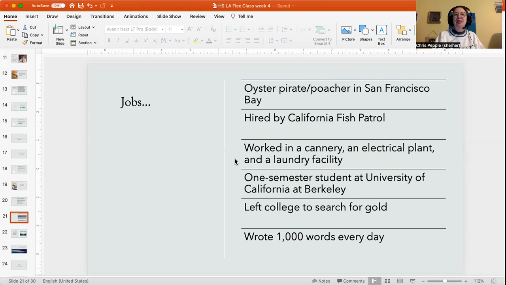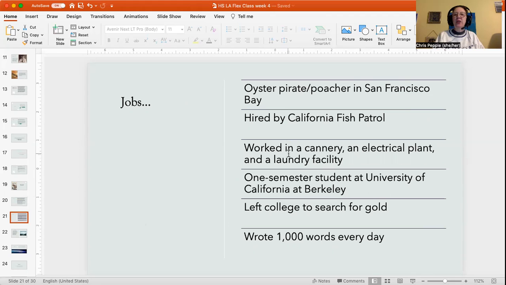Here are some of the jobs that he had: oyster pirate. I love Jack London. I mean, really, he did a little bit of everything. He was a poacher in the San Francisco Bay. Because he was a poacher and he learned how to do things illegally, he was actually then hired by the California Fish Patrol to try to stop others.